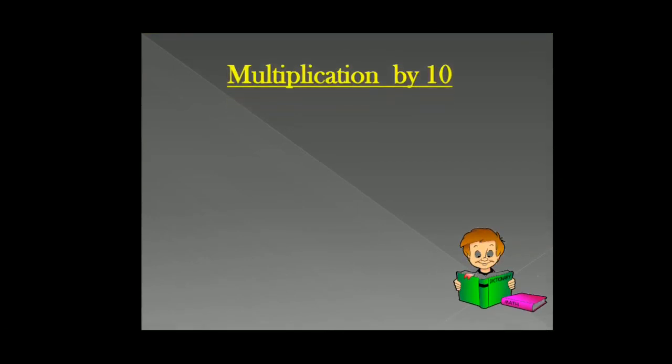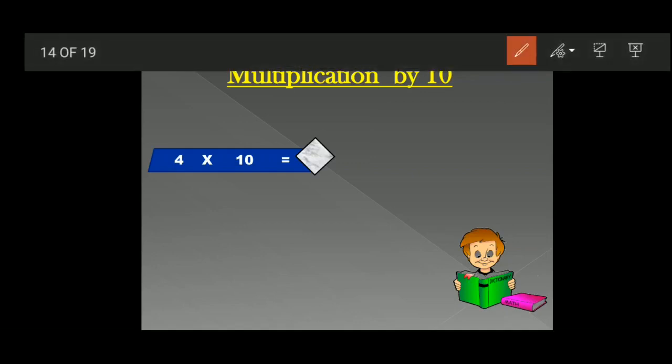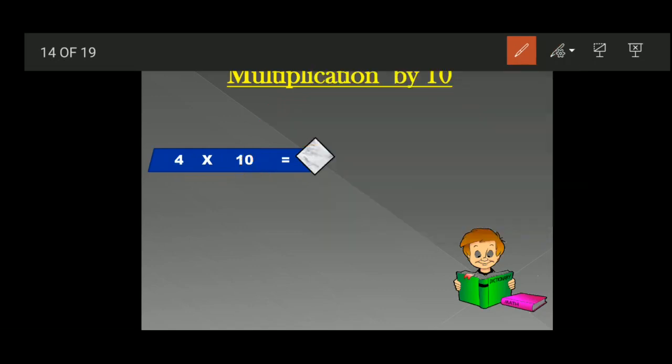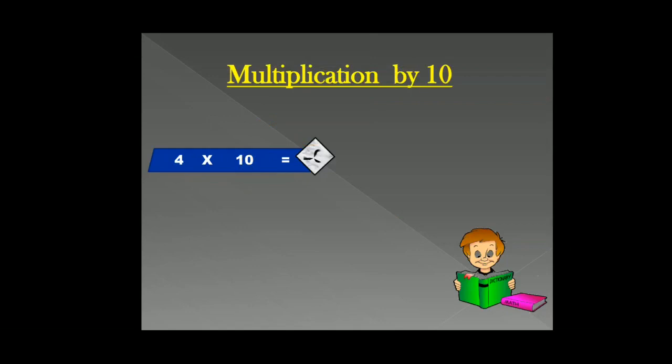Multiplication by 10. The first question is 4 into 10. So what we have to do is, we will be only multiplying 4 and 1 and will not see 0. So when we multiply 4 and 1, we will get 4, and the number of 0 is only 1. So we will write it after 4. Just see how. So here we are with the answer.